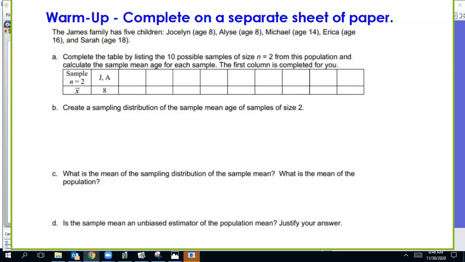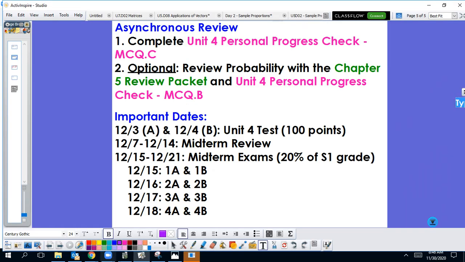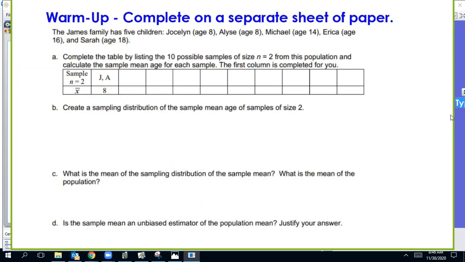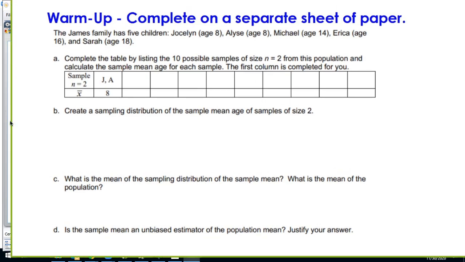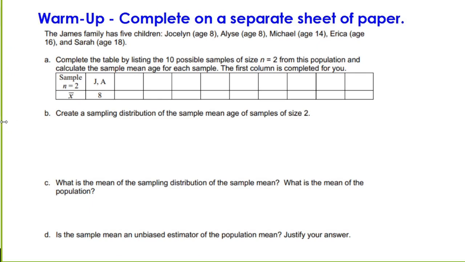Today, what I would like for you to do is complete this form on a separate sheet of paper. If you want to print it out from Canvas and then complete it on there, that's totally fine as well. It's your choice. And then I will walk you through how to complete it on the next slide. So just give it a couple minutes and complete this warm up, and then we'll go through how to do it on the next page.